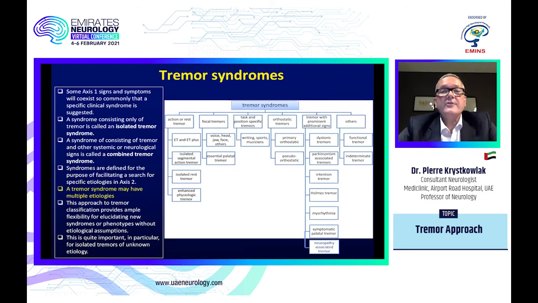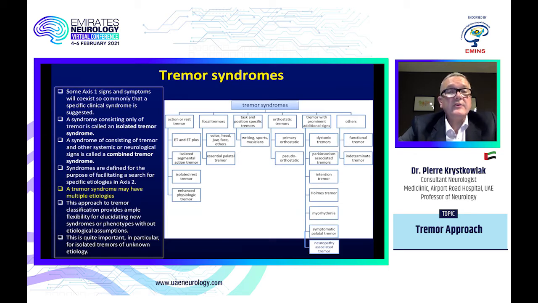So here are the tremor syndromes. We're going to review each part of this classification. As you can see, some axis 1 signs and symptoms will coexist so commonly that a specific clinical syndrome is suggested. A syndrome consisting only of tremor is called an isolated tremor syndrome, very important definition. A syndrome consisting of tremor and other systemic or neurological signs is called a combined tremor syndrome. And syndromes are defined for the purpose of facilitating a search for specific etiologies in axis 2.